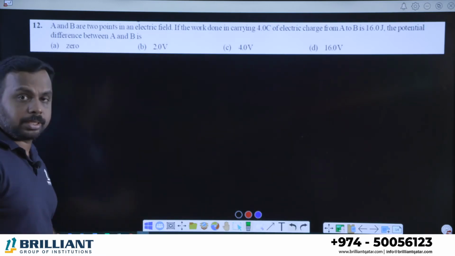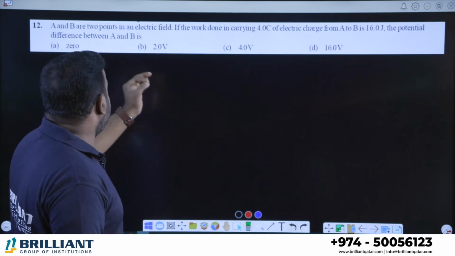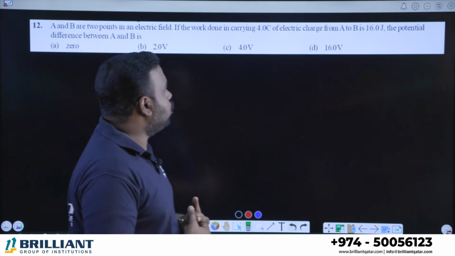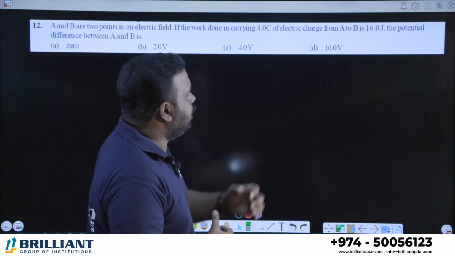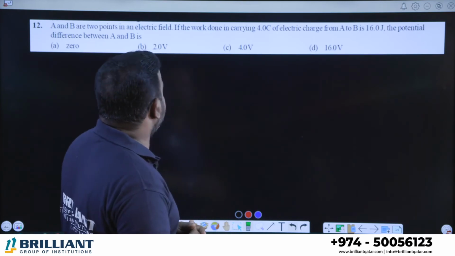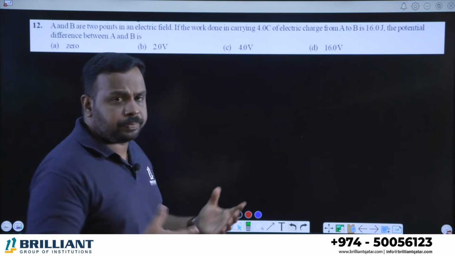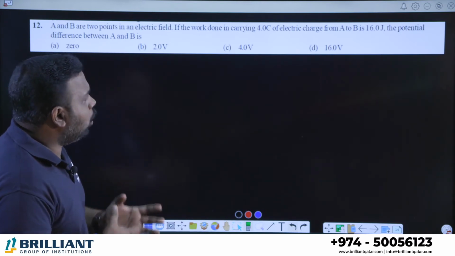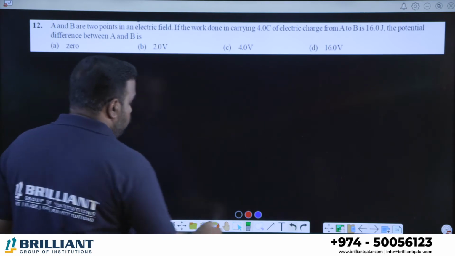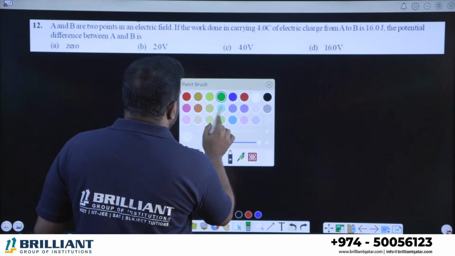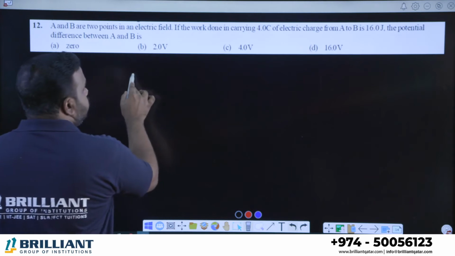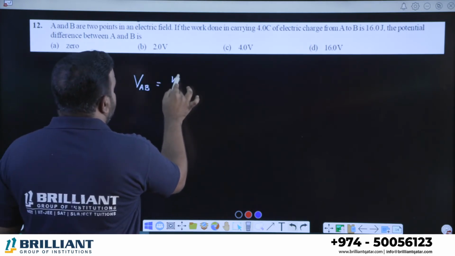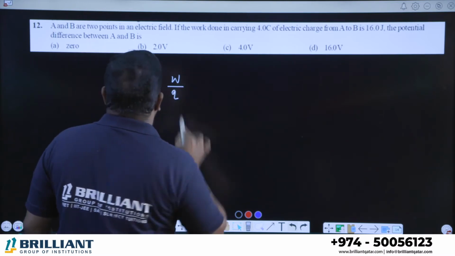Now we are going into the next question, number 12. Look at this. A and B are 2 points in an electric field. If the work done in carrying 4 coulomb of electric charge from A to B is 16 joule, the potential difference between A and B is? Again, a simple question. We have already discussed this kind of question. Potential difference is equal to work done per charge. So V between A and B is equal to the work done to move a charge from A to B divided by the magnitude of the charge.